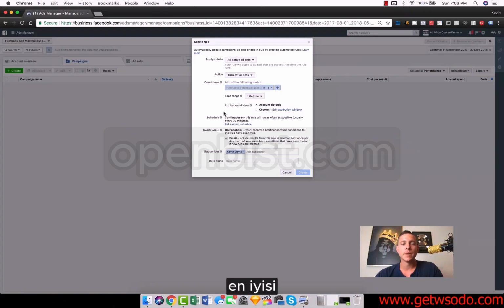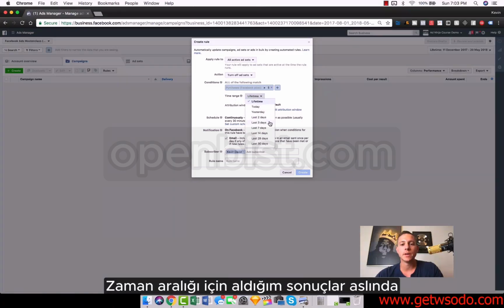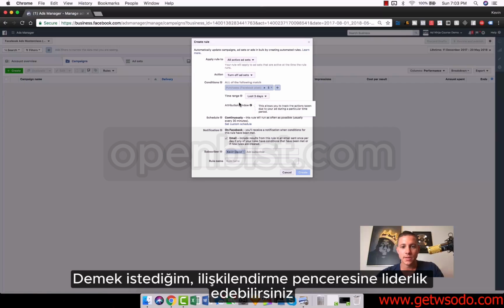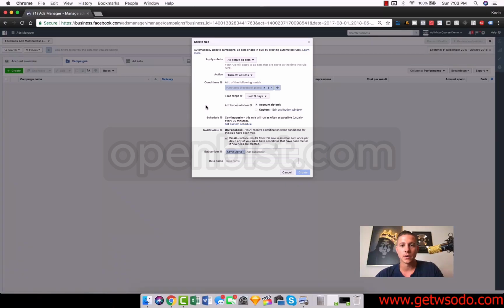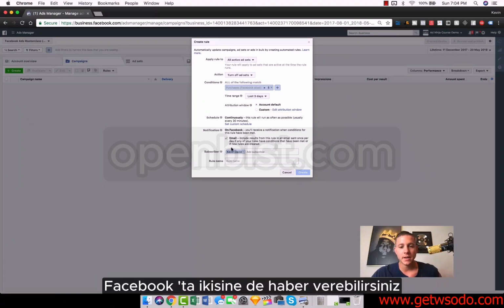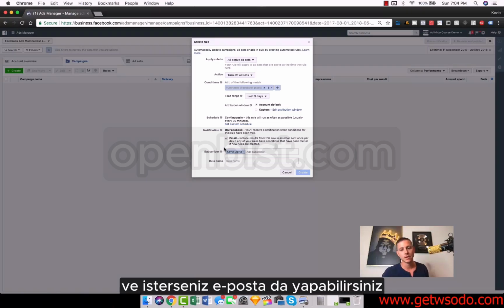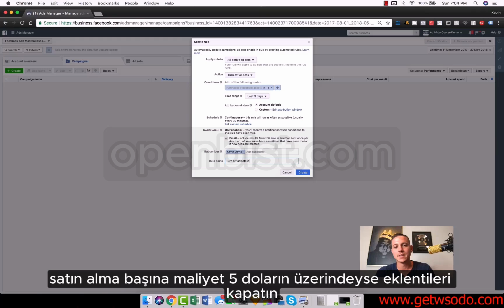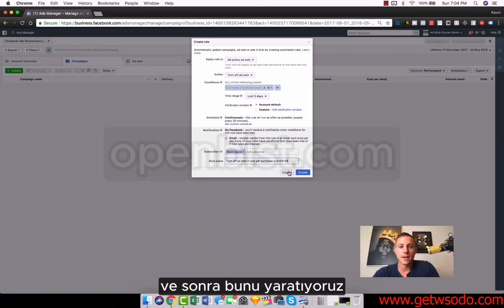And the best results that I've gotten for time range is actually the running average over the last 3 days. And you can leave the attribution window according to account default. And so yeah, you can notify both yourself on Facebook, and you can also do email if you want. And we're just going to call this one turn off ad sets if cost per purchase is over $5, right? And then we create that.